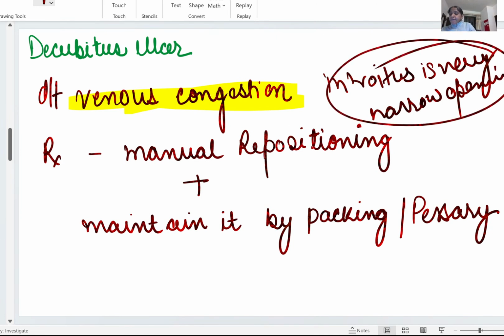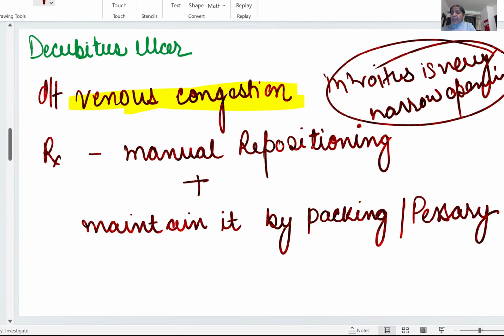Introitus is a very narrow opening. So the veins get congested. The blood supply gets congested. Okay? So what is the treatment of it?